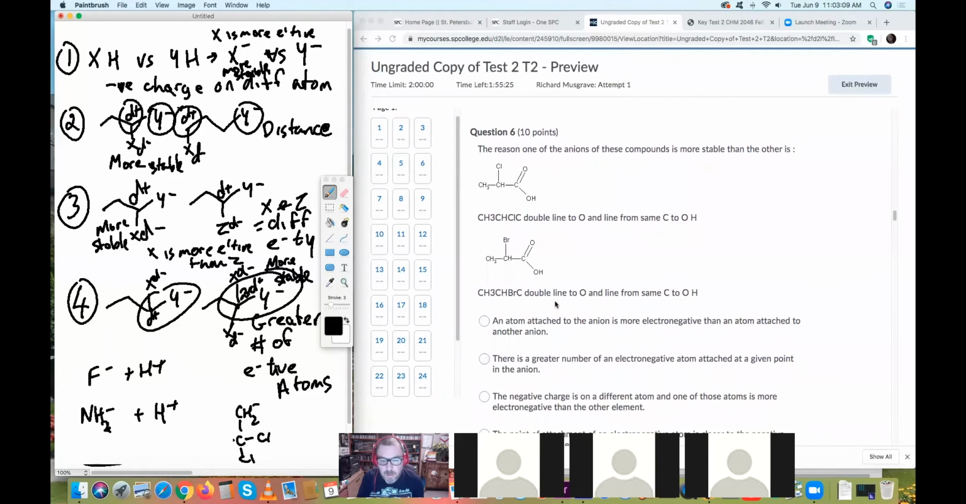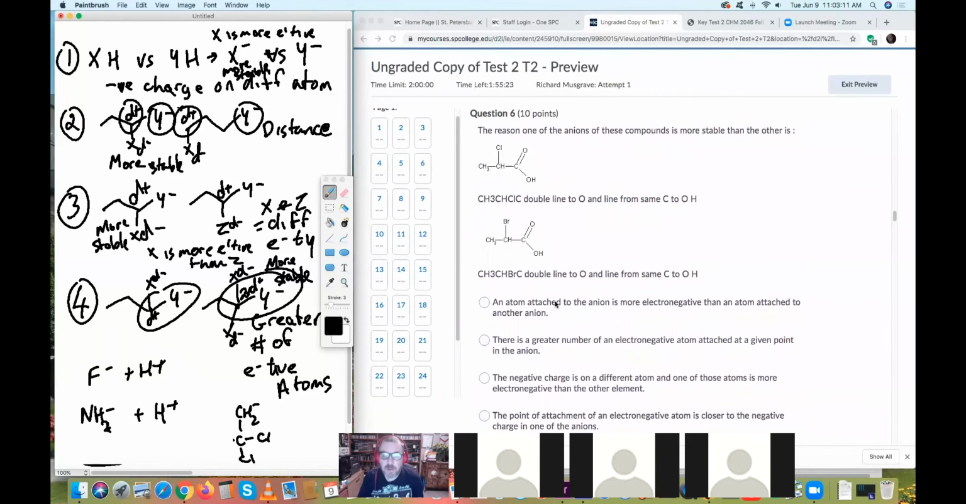Let's look at this one here. Which scenario are we dealing with in these two cases here? We've got the top one and the Cl and the Br here. Which one is going to be which scenario we're looking at?